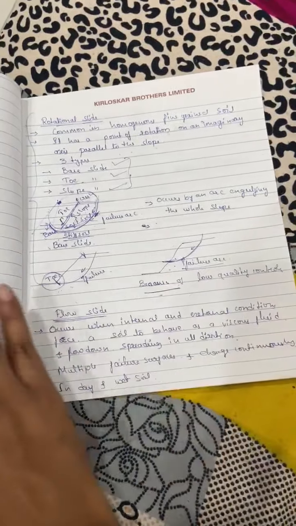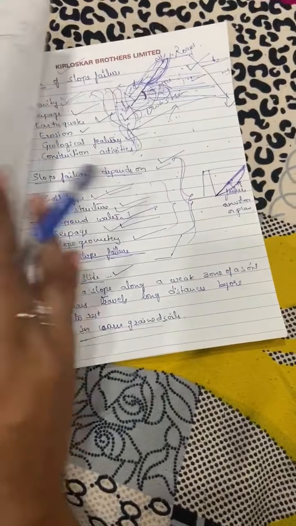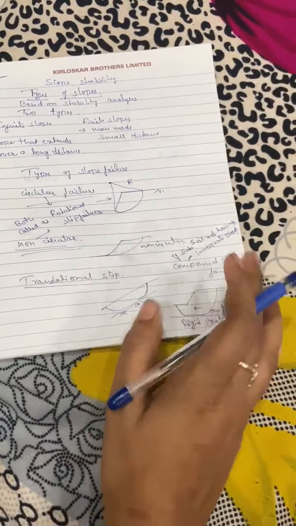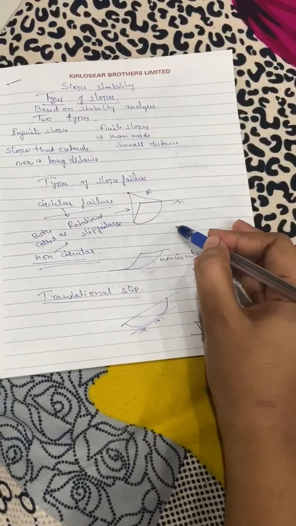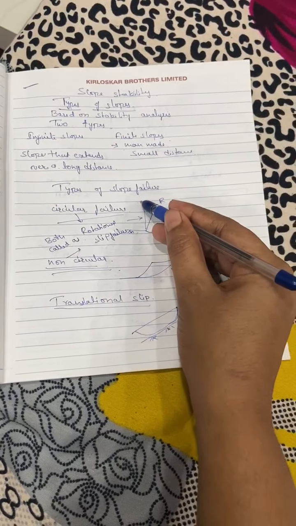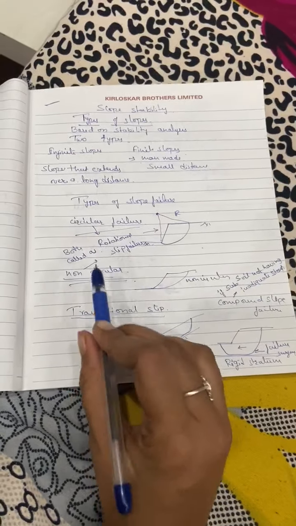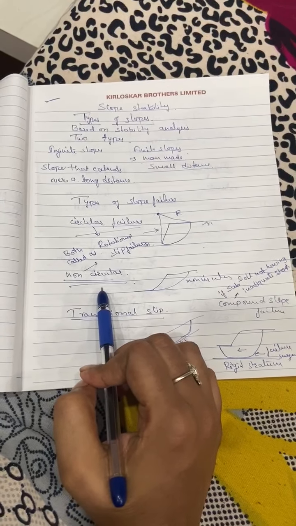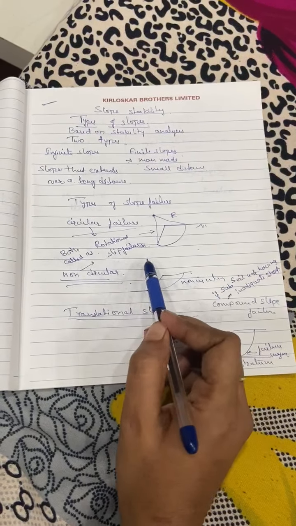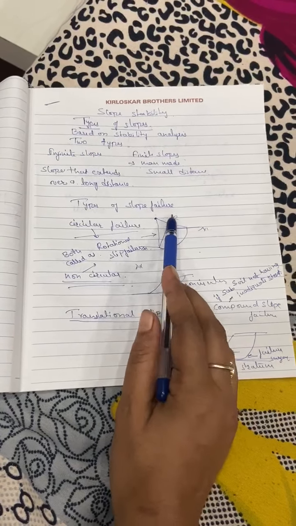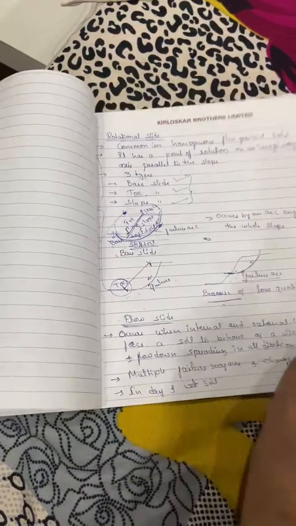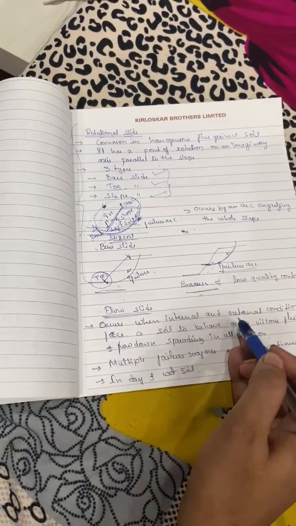And again, in rotational slide, we also call it a circular failure or non-circular failure. Circular failure you can check in rotation. We call it a rotational slide because it always has one point and a radius. So circular and non-circular failure. Circular means it will have a radius. Non-circular means we have one point but both the time the radii are not equal. So this is one type, rotational slide.